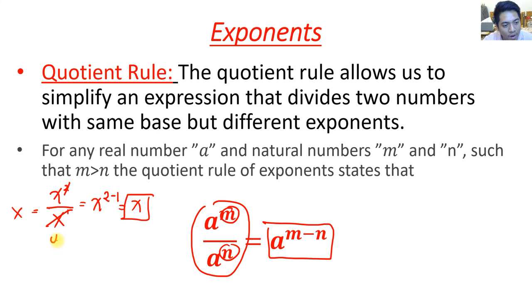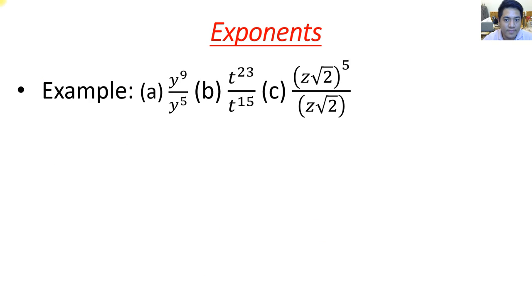And why do you think y all over y equals 1? That is still because of the quotient rule of the exponent. So we have y raised to 1 minus 1, which means y raised to 0, and any number or any variable raised to 0 will be equal to 1. So that's why we sometimes cancel it and label it as equal to 1. So let's try. For letter A, we have y raised to 9 all over y raised to 5. That would be y raised to 9 minus 5, and that would be y raised to 4.